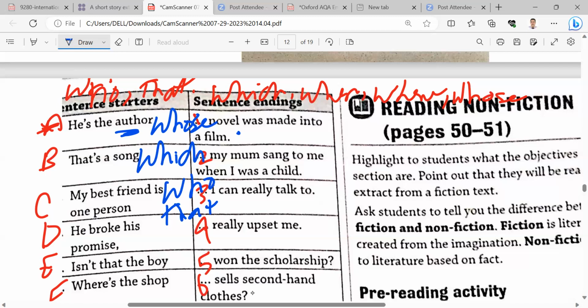He broke his promise, which really upset me. Which. He broke his promise. He so upset me. So write what? Which. Which or that? Which or that?